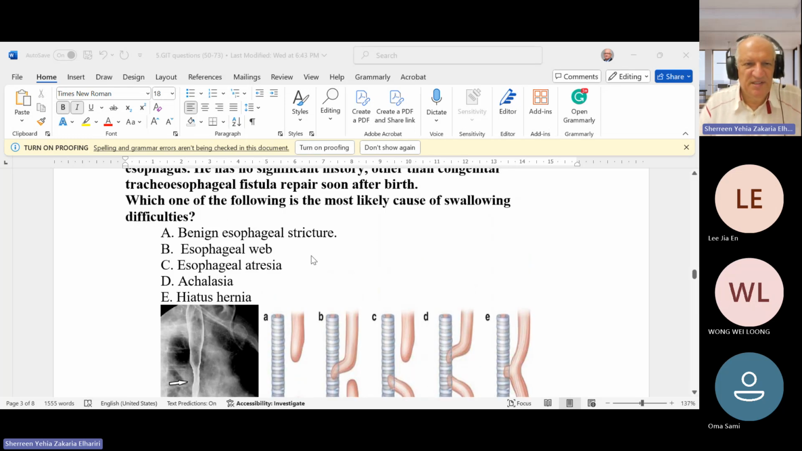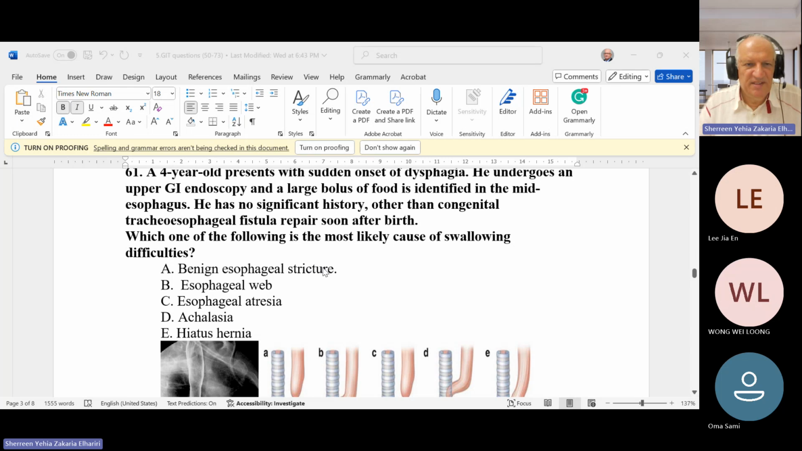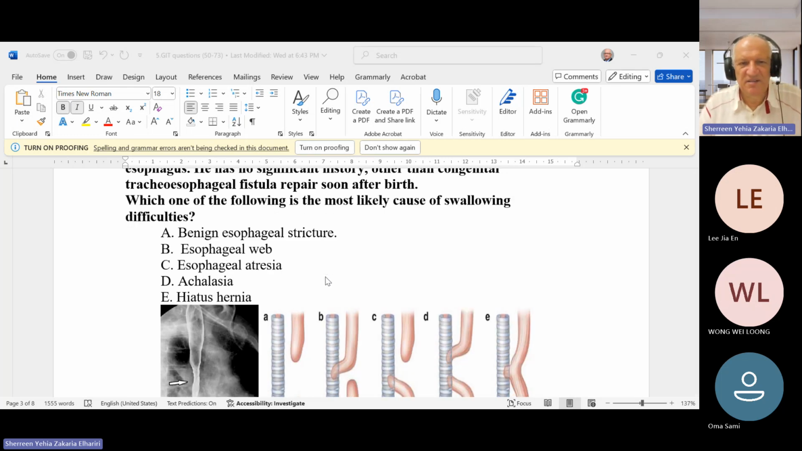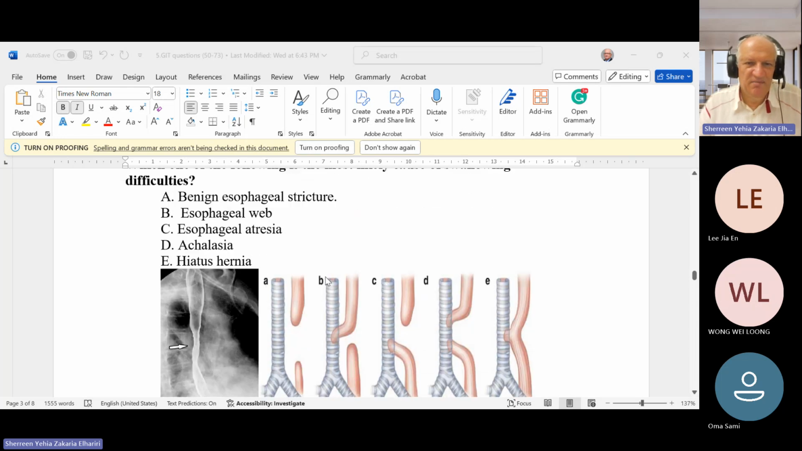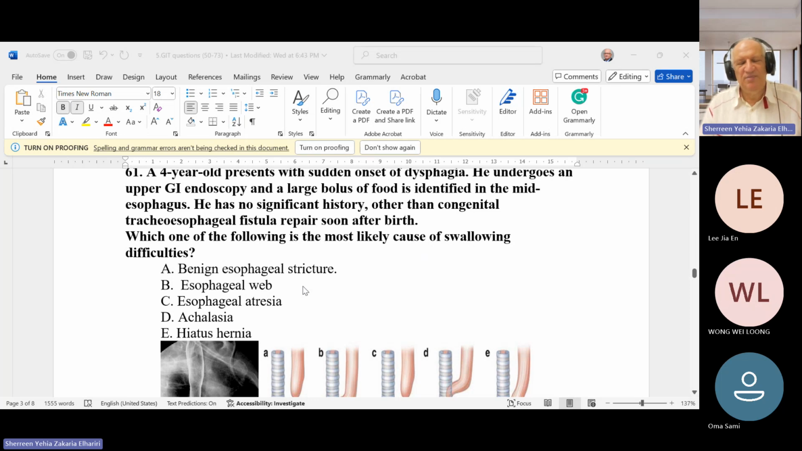So what is your diagnosis here? It is a benign esophageal stricture. So just stricture. Okay. This is from the history, because usually in the repair, from the anatomy, the esophagus lacks blood supply, so the healing can be by fibrosis and cause this problem.